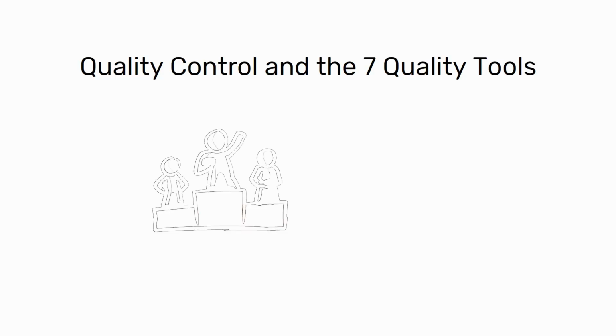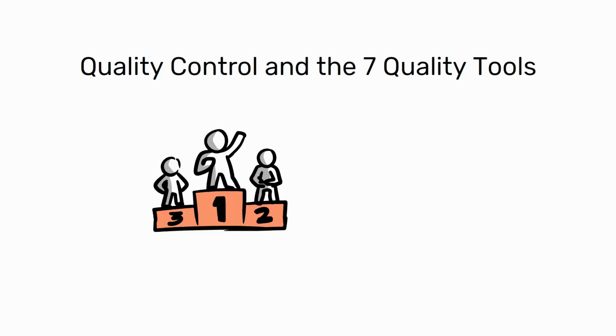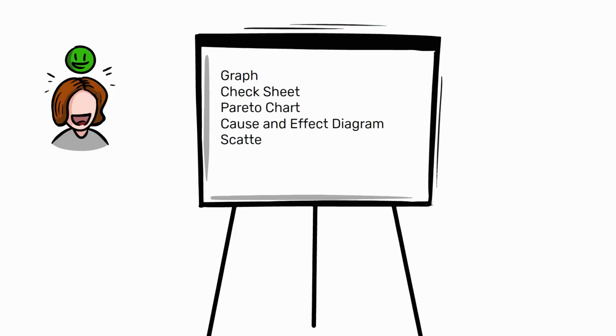Quality control is not just an afterthought, it is a crucial component of any business. The 7 quality tools listed in this video are all measures that you can take to keep your business in top shape and your customers happy with your quality work. The 7 quality tools are graph, check sheet, Pareto chart, cause and effect diagram, scatter diagram, histogram, control chart. Let us see one by one.